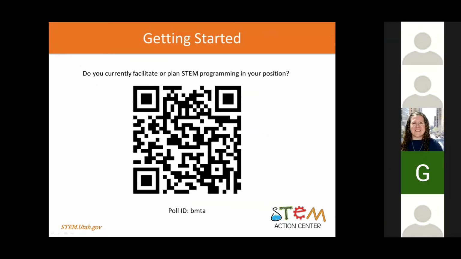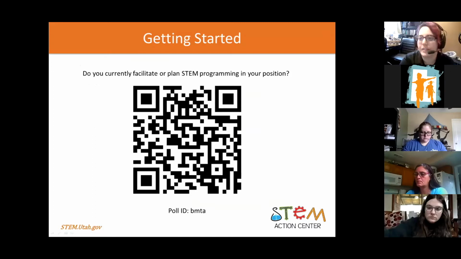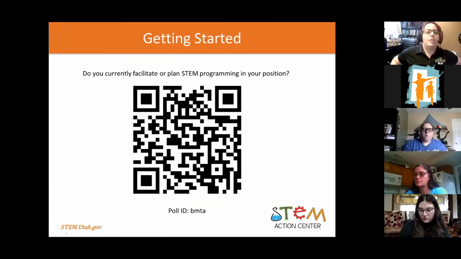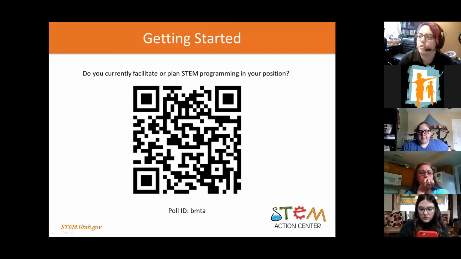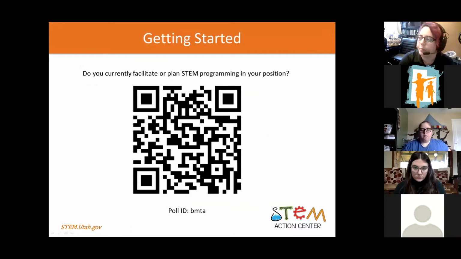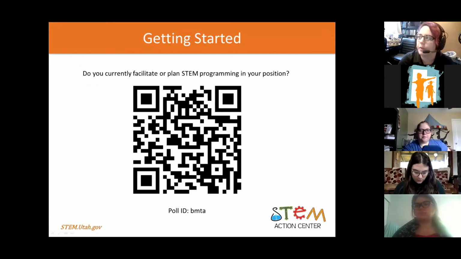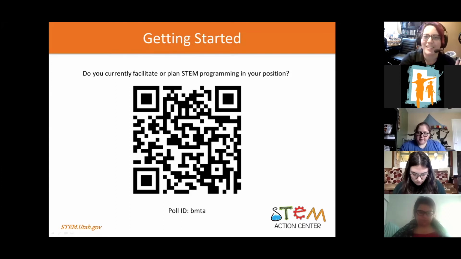I am hoping to find out what you worry about, but if you can, go ahead and pull up your phone and scan this code so that I can get a sense of how many people in this training right now are planning or facilitating STEM programming in their programs, and how many people either don't do it or don't do direct facilitation, things like that. So go ahead and take a couple of minutes to do that, and then depending on the results, we will tailor this learning experience to the crowd that we have. I'm going to give everyone 3 minutes to do that.